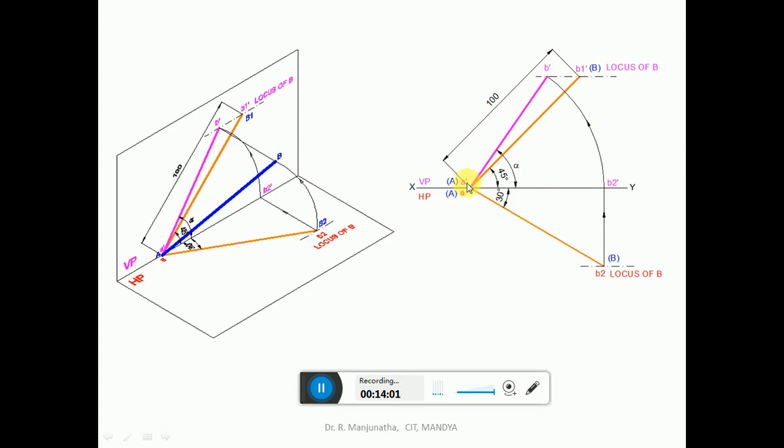With A dash as center, by taking the radius of A dash B2 dash, you draw an arc such that it cuts the locus of B in the front view. Then join A dash to B dash. So determine the distance between B2 and B2 dash. This is what we need to find out. So this is how we will be able to solve this particular problem.